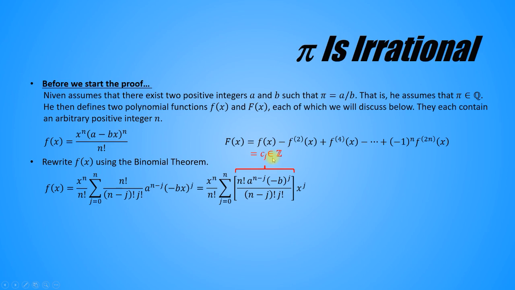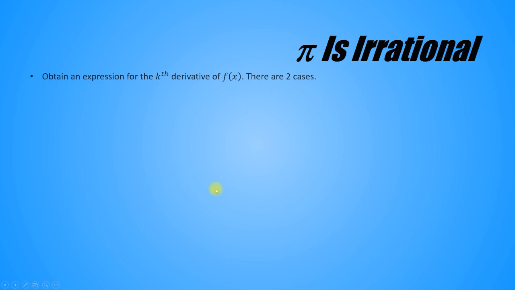In fact, Niven's proof largely hinges on the coefficients of the function capital F being integers. So here I've labeled the coefficient in brackets as c_j, and I've brought the n factorial and x to the n inside the sum. Now note, capital F is expressed in terms of arbitrary derivatives of little f. So I'm going to want to obtain an expression for the kth derivative of little f.